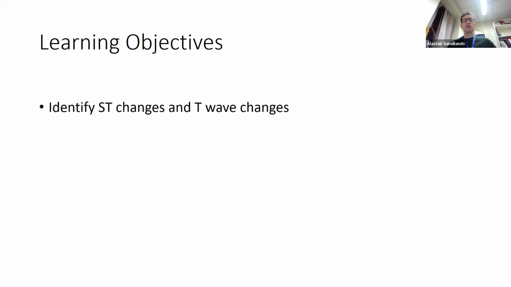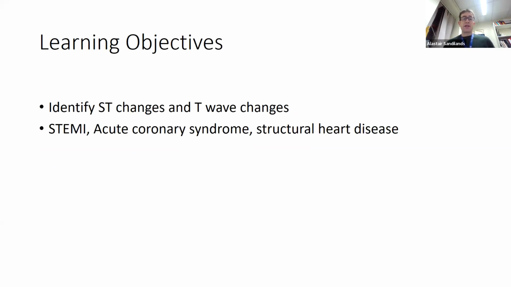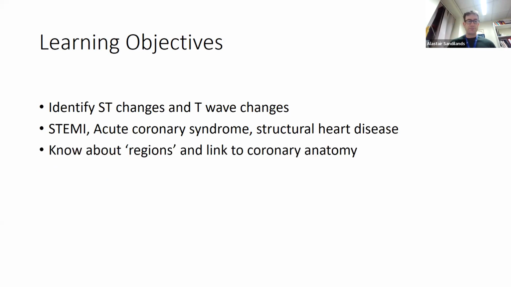Okay, so this evening we're going to look at ST changes and T-wave changes. So really, what does this mean? It means STEMIs, acute coronary syndromes, and structural heart disease. We need to know about the regions, especially for acute coronary syndromes, and link them back to the coronary anatomy. We need to know about reciprocal changes, and what does that mean?